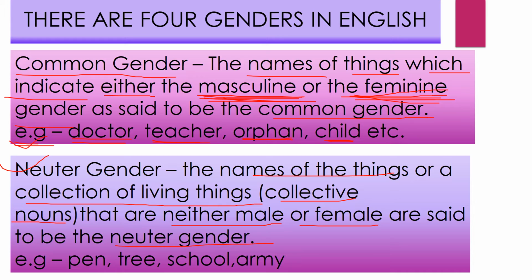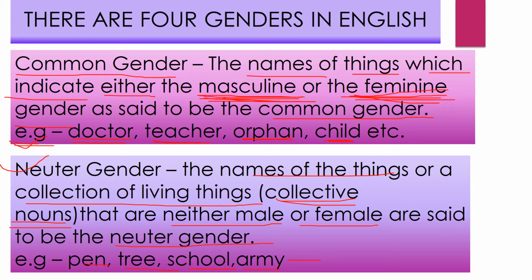What are these? These are names of things. Okay, just as school, army. What are school and army? These are all examples of collective nouns. Just as you can say a school of fish, or we can say an army of soldiers. Alright. So these are all examples of collective nouns.